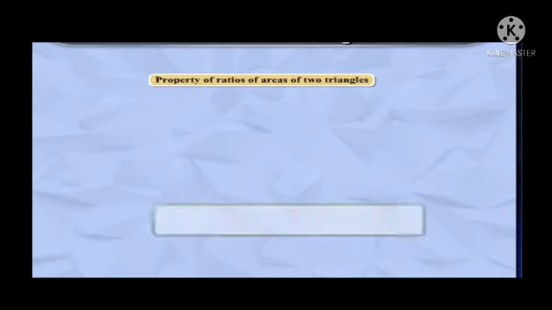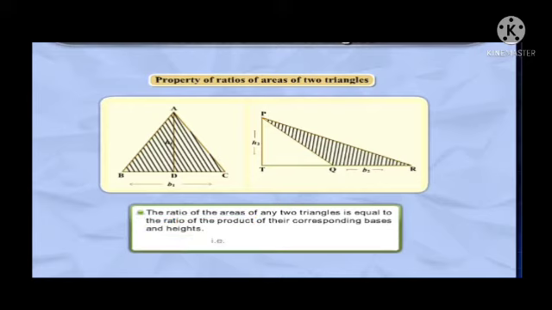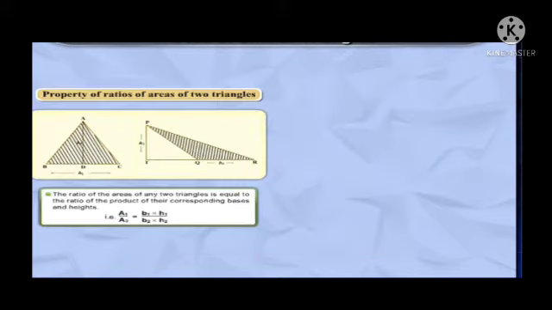Before that, we will recall properties of ratios of areas of two triangles. You have already learned that the ratio of the areas of any two triangles is equal to the ratio of the product of their corresponding bases and heights. That is, A1 upon A2 is equal to B1 into H1 upon B2 into H2.